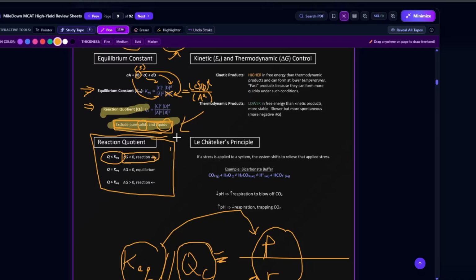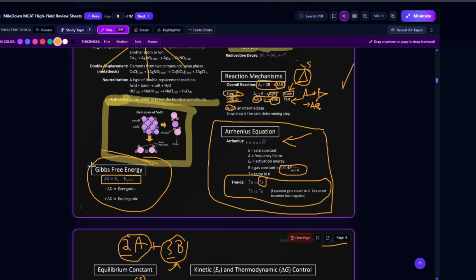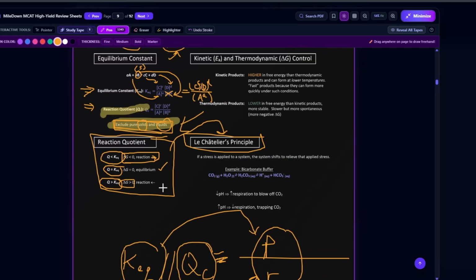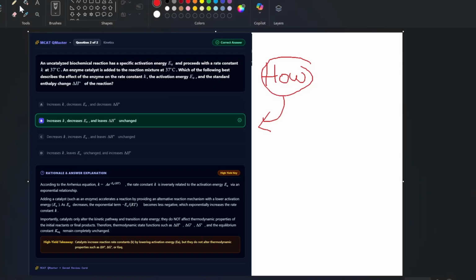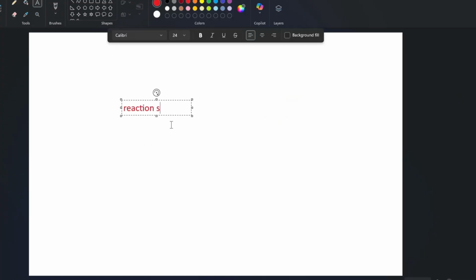Okay, what does that mean? Well, that has to be explained with Le Chatelier's principle, which I'll go into soon. So when Q equals KEQ, you're at equilibrium. At this point, we should know what that means. When Q is greater than KEQ, then your delta G, or your Gibbs free energy, which we learned over here, is greater than 0. Your reaction is left. What does it mean to be shifting left or shifting right? In terminology, people will say the reaction shifts to the left, or the reaction shifts to the right.